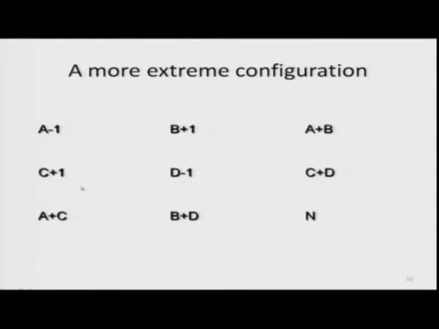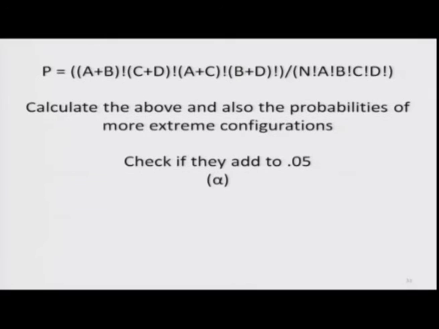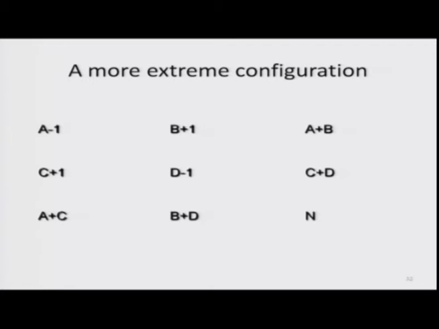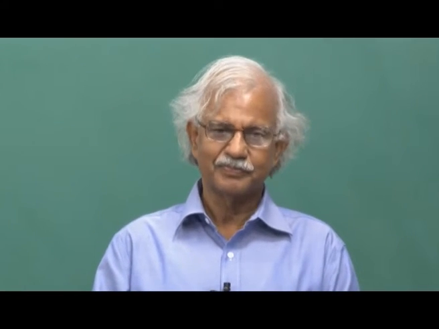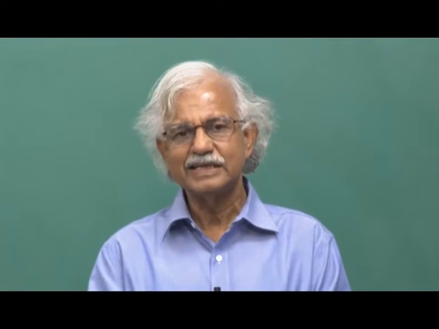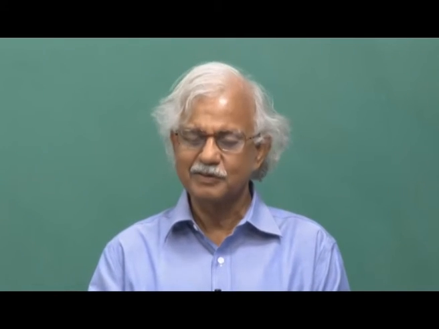So, the row totals and column totals have remained the same, and again you can calculate the exact probability for this configuration by using the same formula. In place of A, you will now have A minus 1, in place of B you have B minus 1. So, you have a new probability, and then add this probability to the earlier probability. If that probability is more than 0.05, then you accept the null hypothesis. If the probability is still less than 0.05, then you reject the null hypothesis.